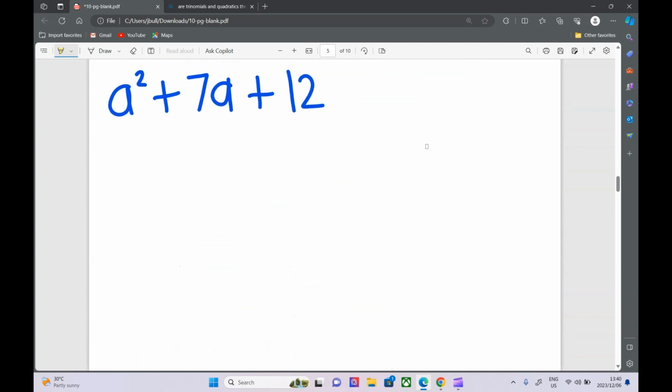So next up, I've got this expression, a squared plus 7a plus 12. So again, we can see I've got the square, then I've got a by itself, and then I've got just a number. So it's a trinomial, it's a quadratic. I want to factorize this.